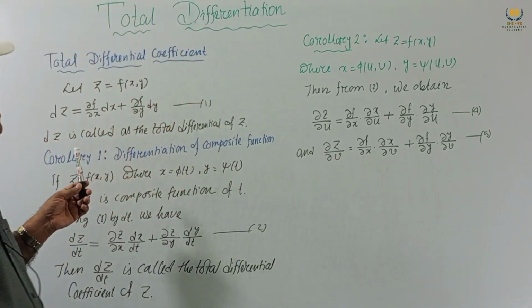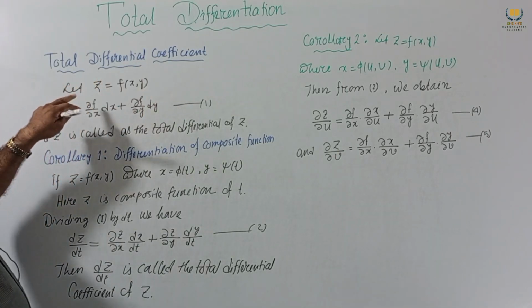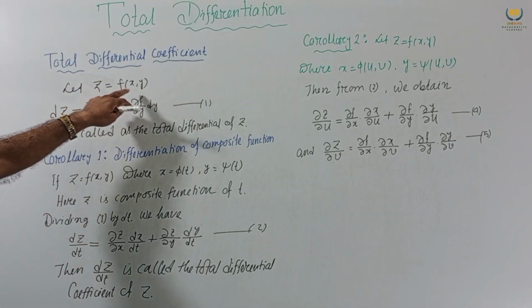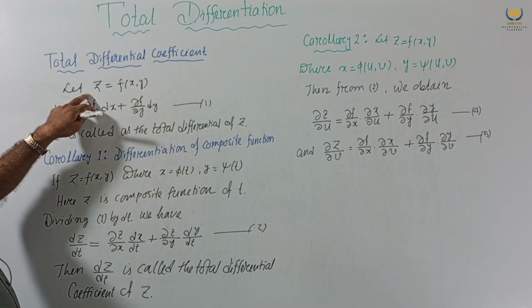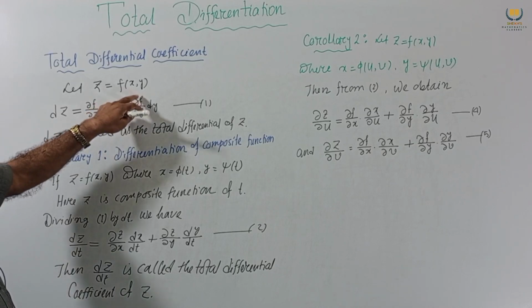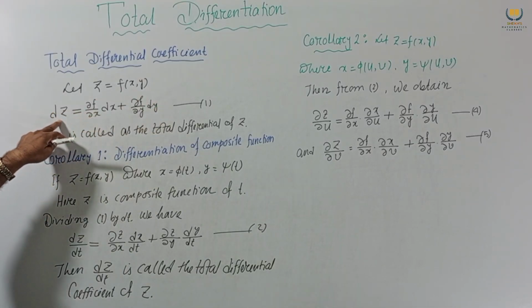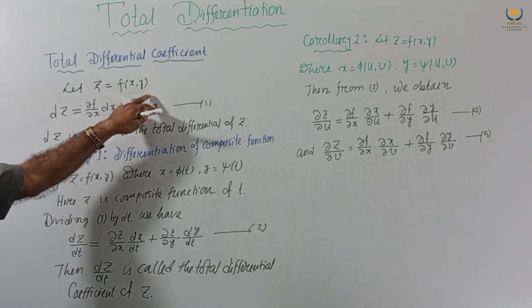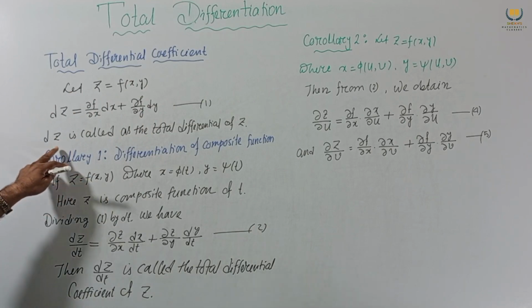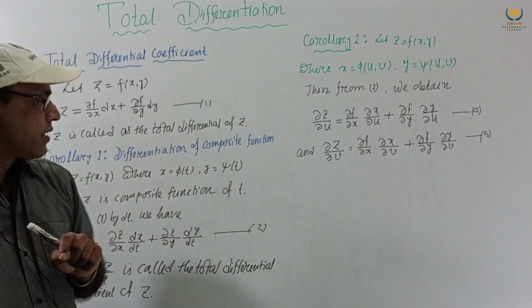The total differential coefficient. Suppose z is a function, let z equal to f of x, y. Then dz equals del f by del x dx plus del f by del y dy. This is called the total differentiation formula. dz is called the total differential of z.